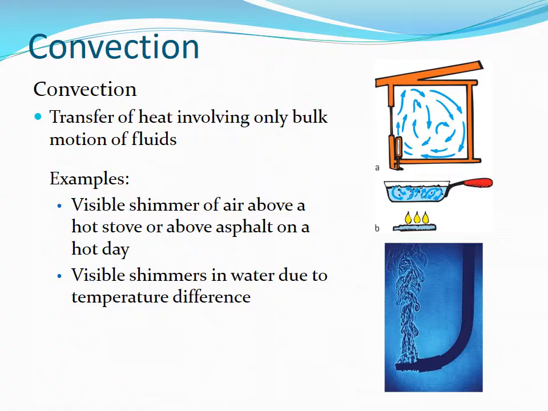Convection is the transfer of heat involving only bulk motion of fluids. Examples are the visible shimmering of air above a hot stove or above asphalt on a hot day. Visible shimmers in water are due to temperature differences.